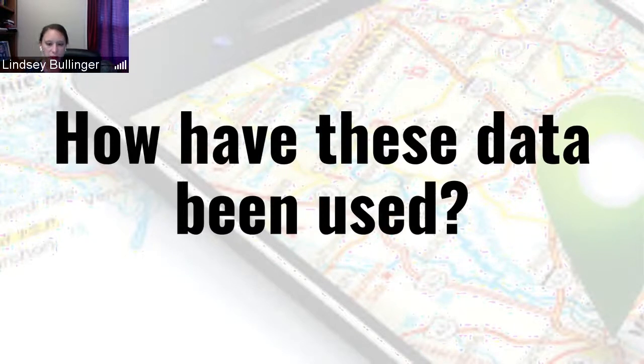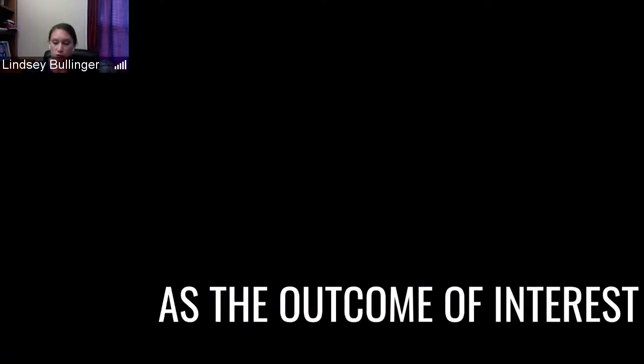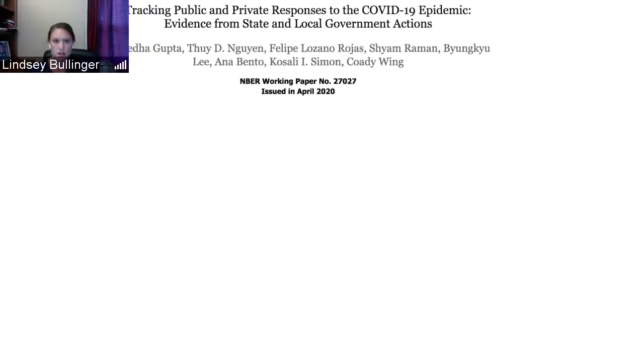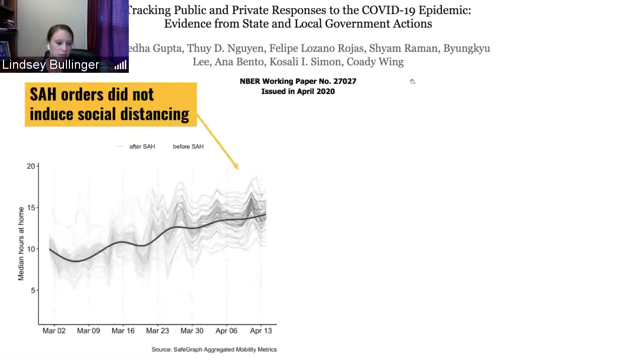So now I want to talk a little bit about how these data have been used in empirical research. The first way, and this was especially very early on in the pandemic, these data were used primarily as an outcome of interest. So, for example, this particular paper is trying to understand the role of government interventions at both the state and local level in response to the pandemic, and whether or not these policy responses were effective at getting people to stay home.